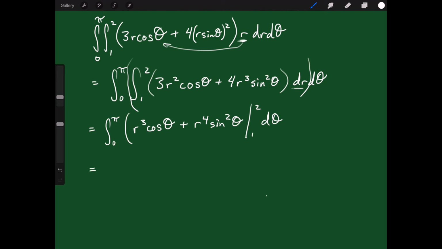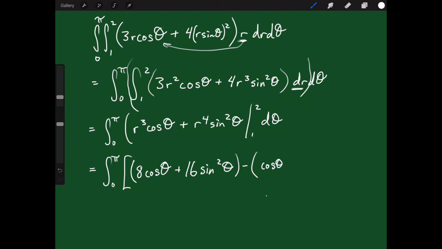Now plug it in. What am I plugging in for? I'm plugging in for r. So I take 2 and cube it, which is the integral 0 to pi of 8 cosine theta. And then I take 2 to the 4th, which is plus 16 sine squared of theta. And then I want to subtract, plugging in 1. So I just get cosine of theta plus sine squared of theta. All of that d theta.